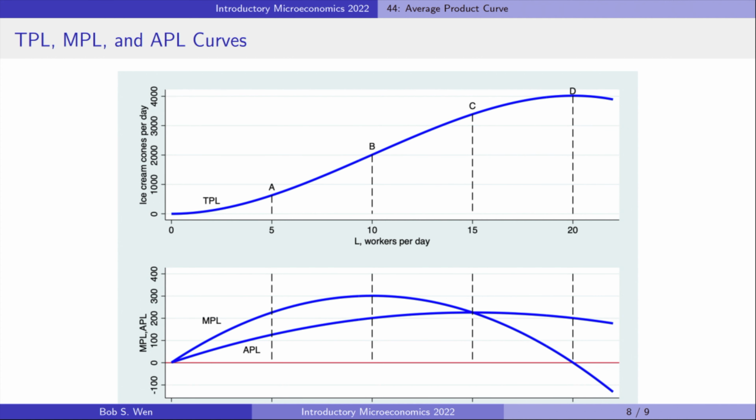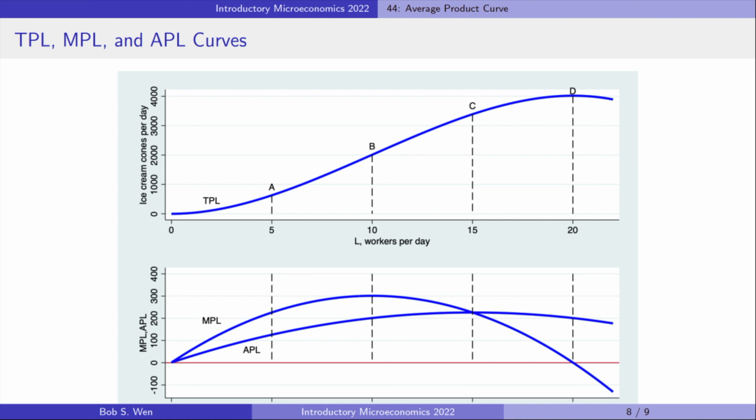When we place the average product curve with the total product curve and the marginal product curve, we find that the three curves are geometrically related. First, the average product of labor curve slopes upward where the marginal product of labor curve is above it, and slopes downward where the marginal product curve is below it.